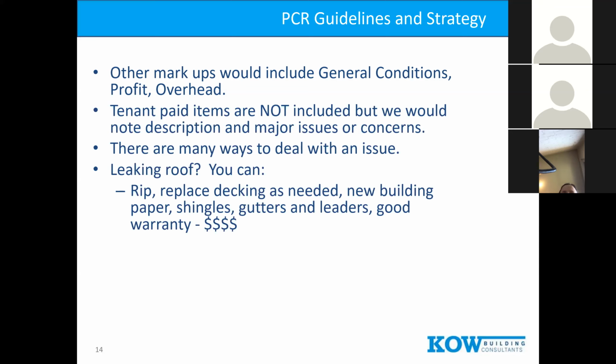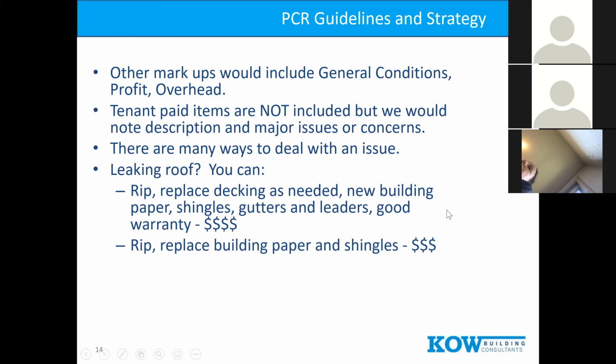So let's look at another example. We have a leaky roof. One option is we can rip the roof, replace the decking as needed, new building paper, new shingles, gutters, leaders, and a good warranty. That's expensive. That's very expensive. Now you bought yourself a lot of years of quality, but it's expensive. That's a big project. Okay, same leaking roof. We can rip the roof, replace building paper and shingles. All right, good roof. I like it. Good cost. Not quite as quality as the first one, but a little less money.